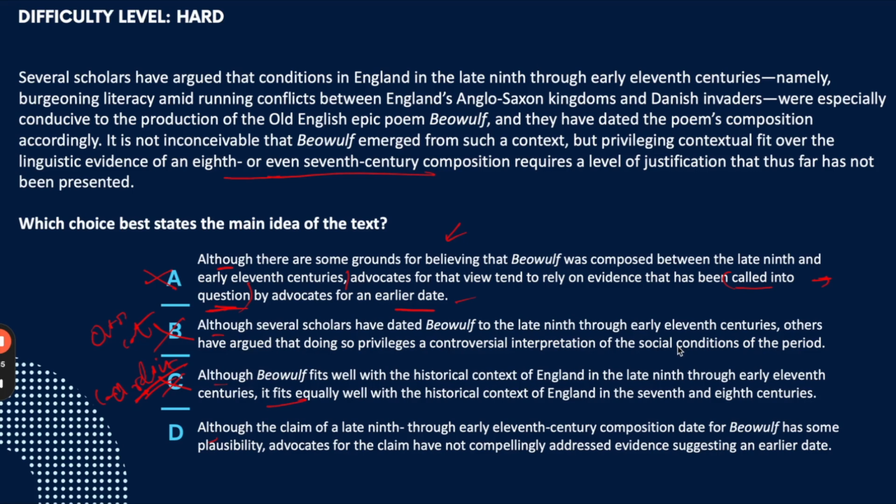The text points out that linguistic evidence supports an earlier composition, that is 8th or 7th century. But those advocating for the later date haven't effectively addressed or justified why they privilege historical context over linguistic evidence, right? This is the whole problem in the text. With this, we understand that we can pick up choice D and we can eliminate options on the basis of being out of context or contradictory to the text, right?